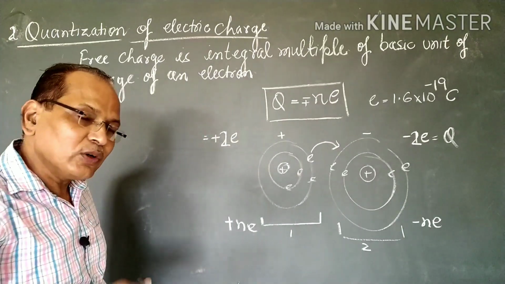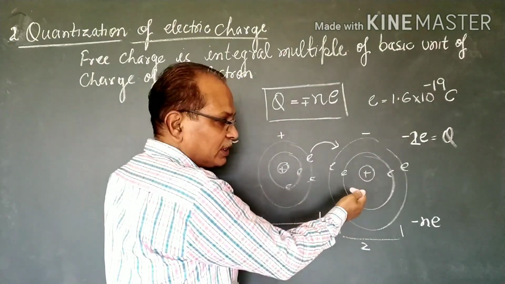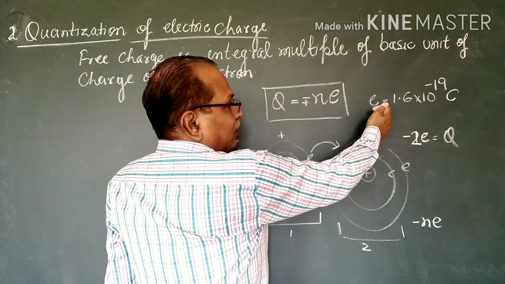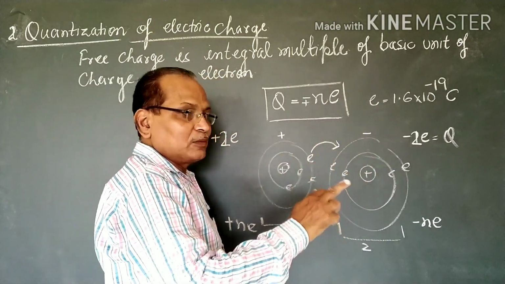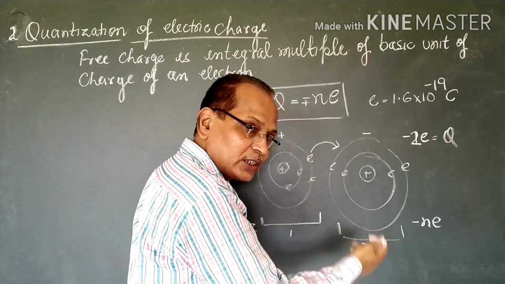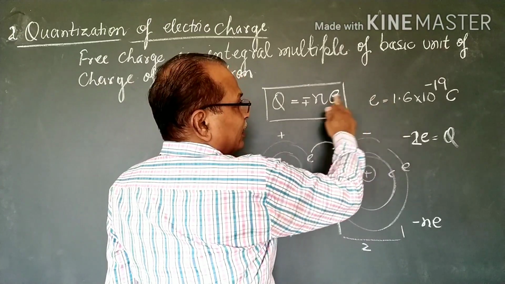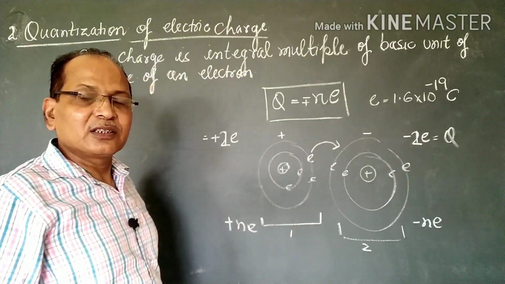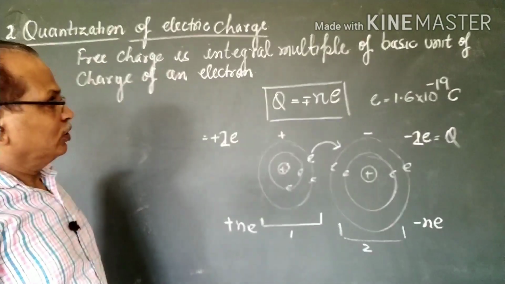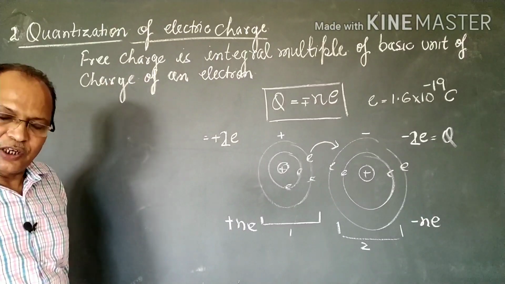So if 3 electrons are transferring to atom 2, what will be the total charge on the second atom? Plus or minus? It will be minus because electrons are transferring to the second. So it is minus 3 into 1.6 into 10 to the power minus 19. So this is called quantization of electric charge.